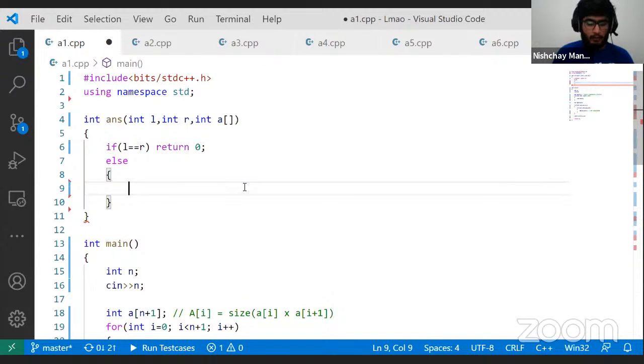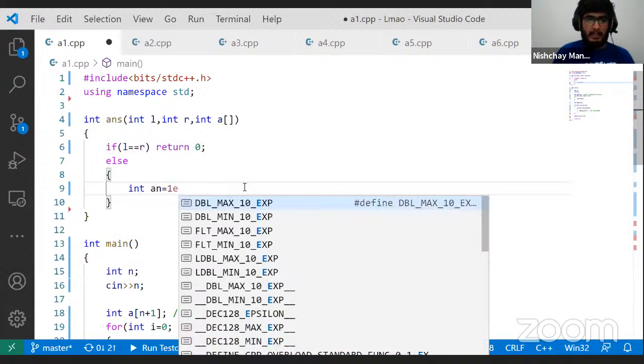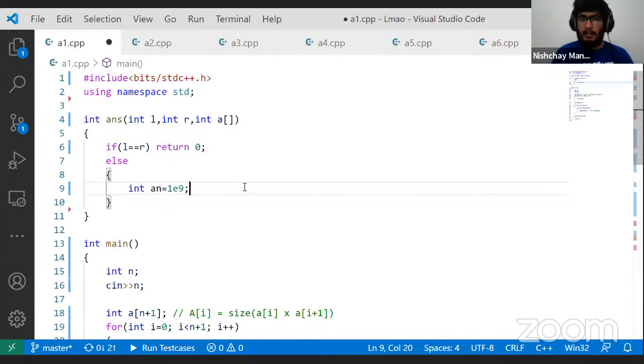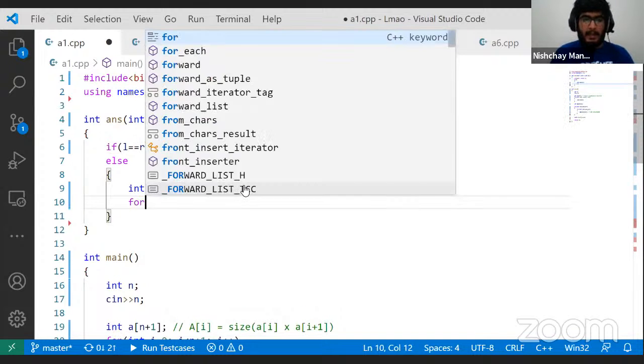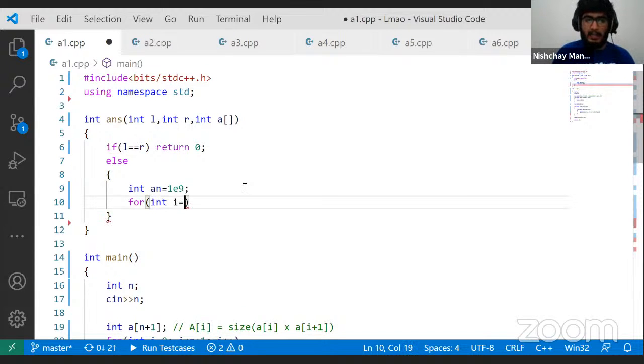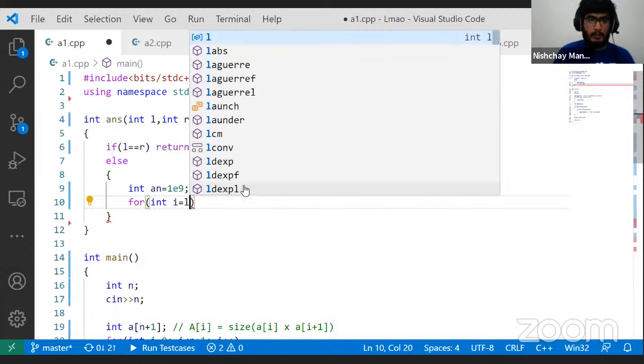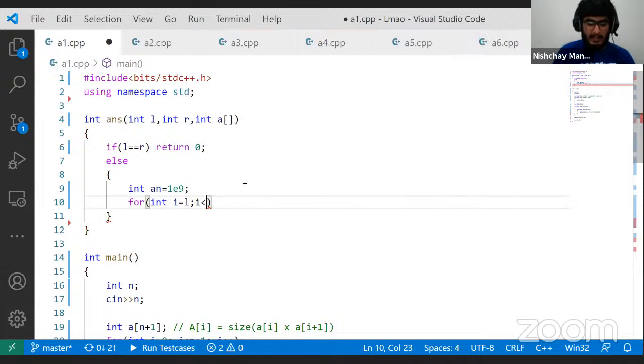Else, what we have to do, let's initialize an answer. Int answer is equal to, let's say something big, let's say 1E9. This is our current answer. And then I would go from int I is equal to L, I is less than R, and I plus plus, I would go through all of these steps and try to minimize my answer.